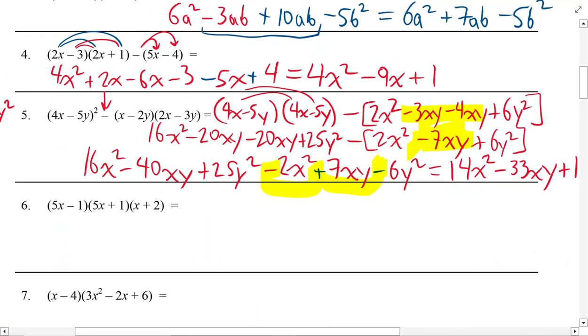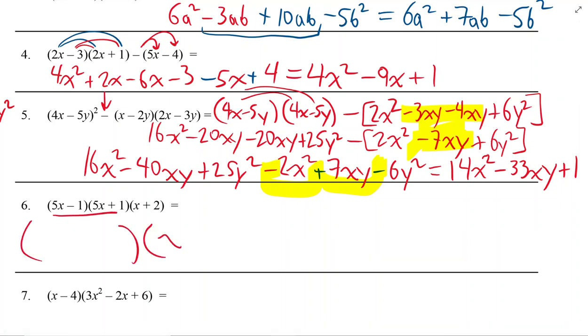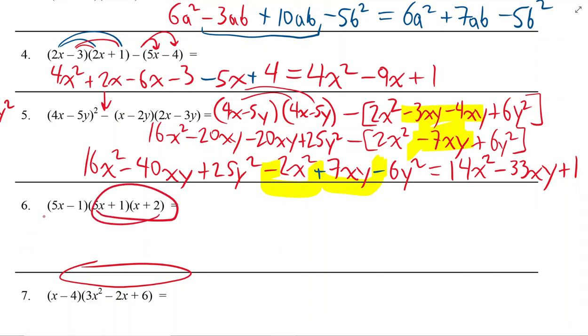Okay, so the next one, number 6, you can multiply this one and get your answer, then times it by x plus 2, and then you get your answer. You can't go boom, boom, boom, boom. You have to have 2 steps to your multiplication. Or what you could do is multiply these two here, and then multiply your 5x minus 1 times your answer. That's a little bit weirder. Most of us won't do that. So multiply the first 2, then multiply it by x plus 2.